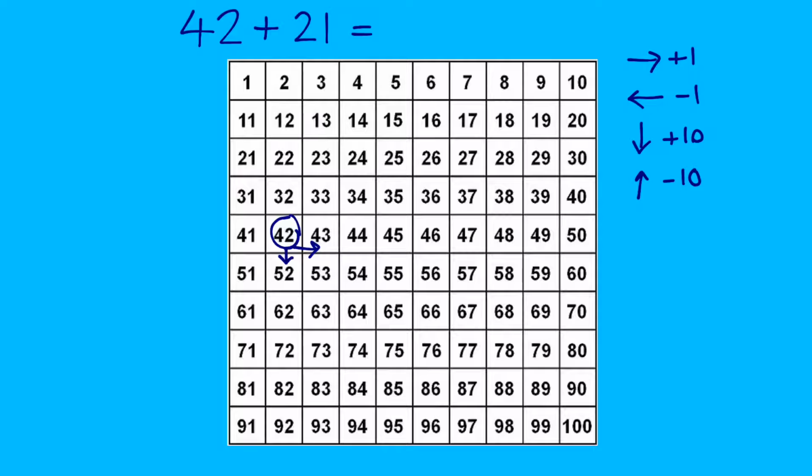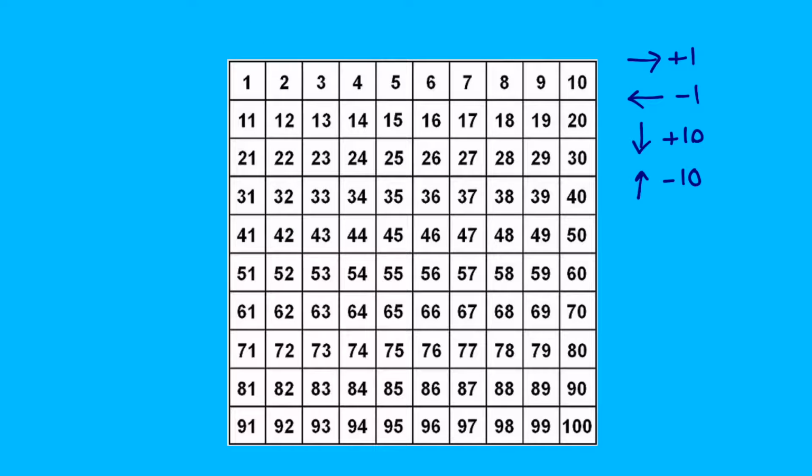So what I could do is I could go down instead, because what I need to add here is 21. So 42, and I'm going to add 21. I could go down one space, that adds 10, down another space, that adds 20. But it didn't ask me to add 20, it asked me to add 21, so I need to move one space across, and I've ended up at 63. So I know that 42 plus 21 is 63.